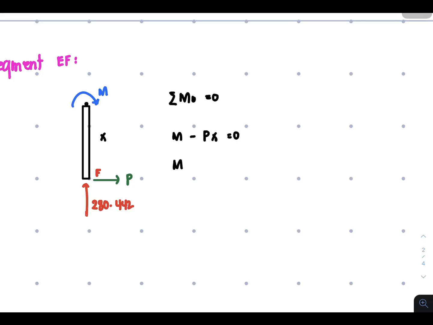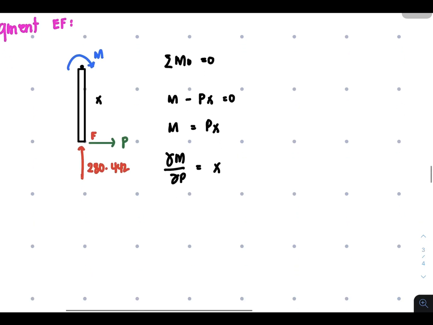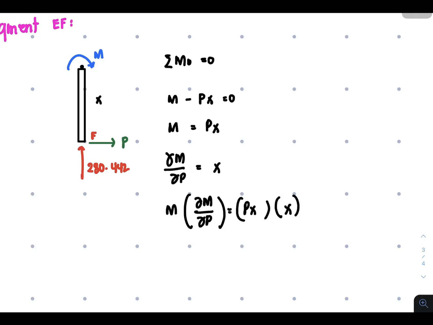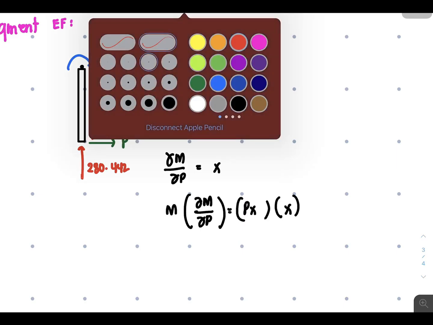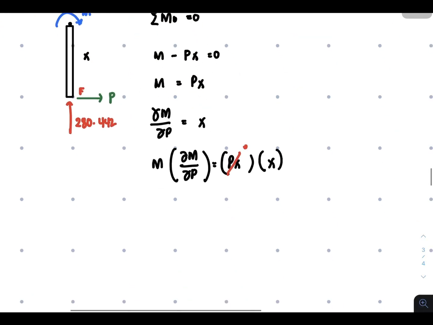So M now is equal to Px, and the partial derivative of M with respect to P is x, and the product of the two is now Px and x. Then setting the Px equal to 0, the final product with the partial derivative of M with respect to P is 0.